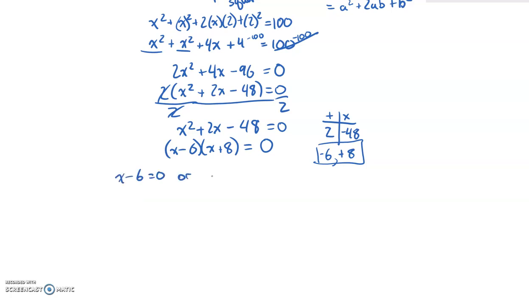Or x plus 8 is equal to 0. If we rearrange each of those by adding 6 to both sides here, this gives me x is positive 6. By subtracting 8 from both sides here, this gives me x equals negative 8. And what that means is that there's no way this is even possible because that would give me a negative length.